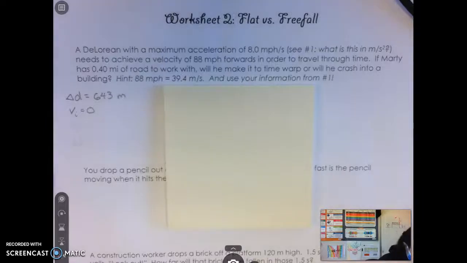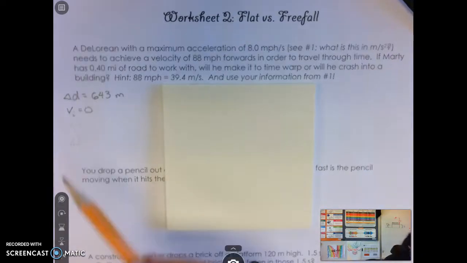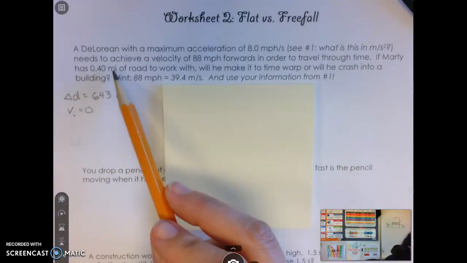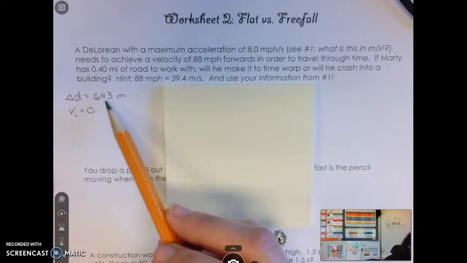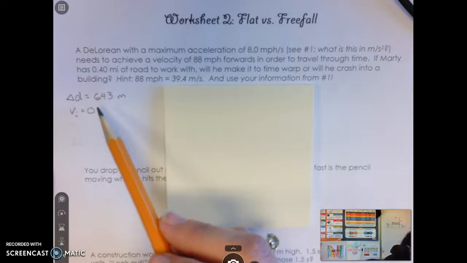Tips and strategies for dealing with one-dimensional motion, either horizontal or vertical. Let's do a car problem first, the horizontal. Marty has 0.4 miles of road to work with. We converted that in the last problem. It's about 643 meters. He's starting from rest.